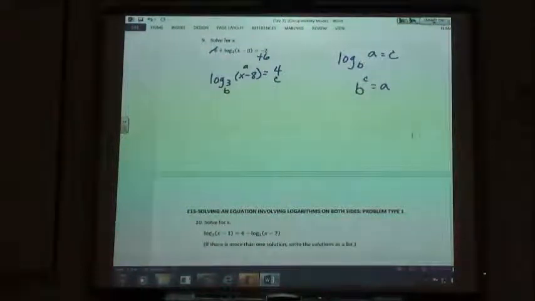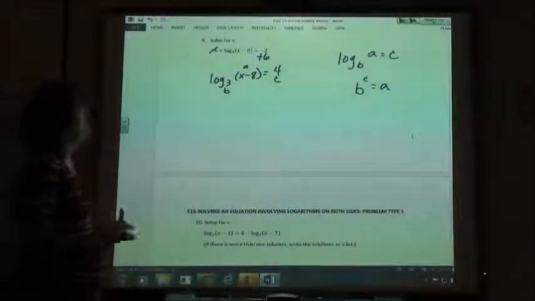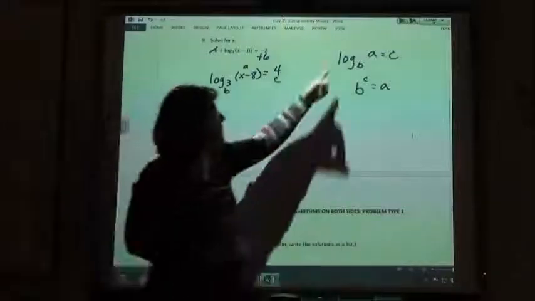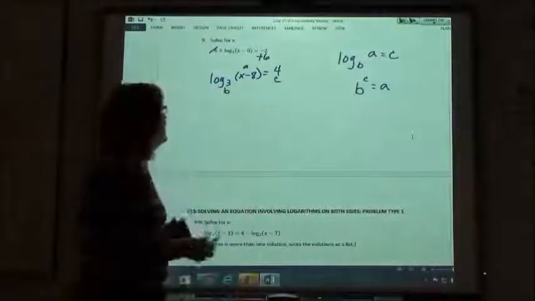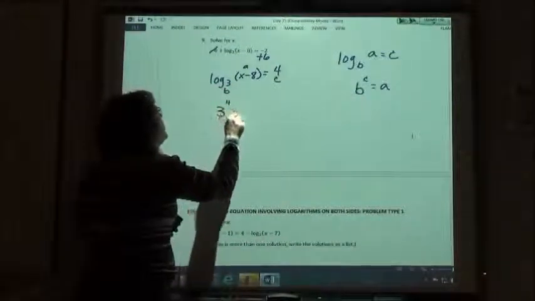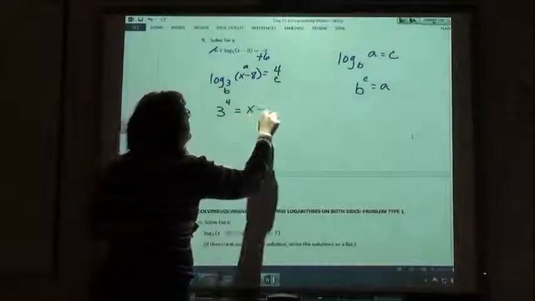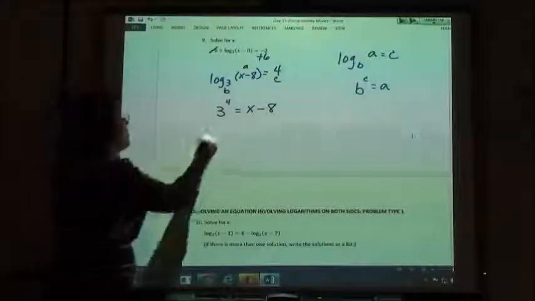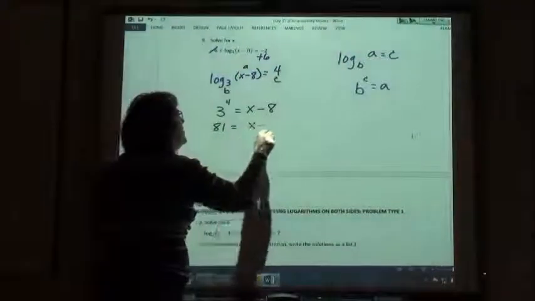So it's going to be log 3. Oh, no, wait. We're getting rid of the log. We're going to write it in exponential form. So if I take it from this form to this form, 3 to the 4th equals x minus 8. Exactly. Now we have to calculate 3 to the 4th, which is 81. 81 equals x minus 8 then.